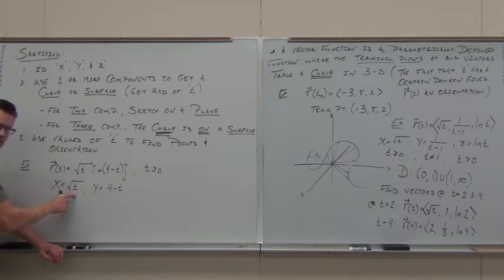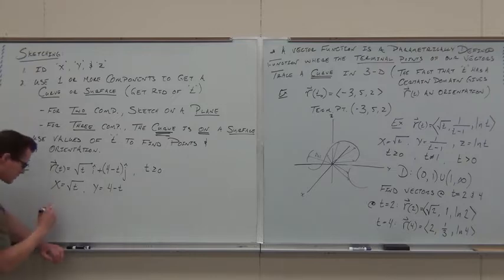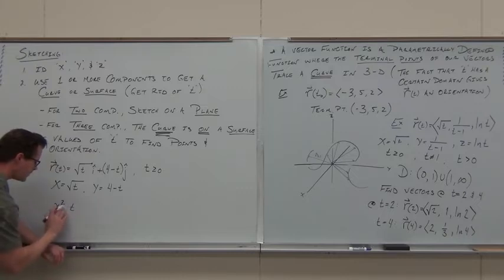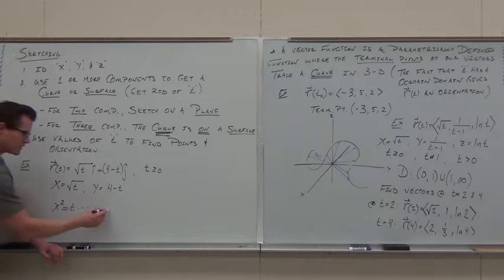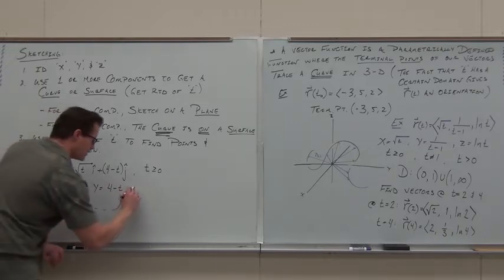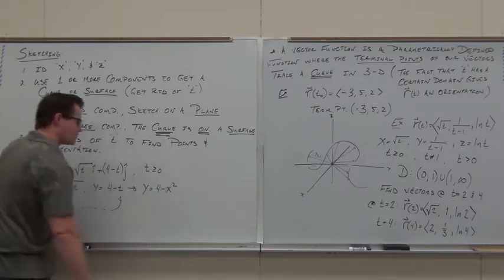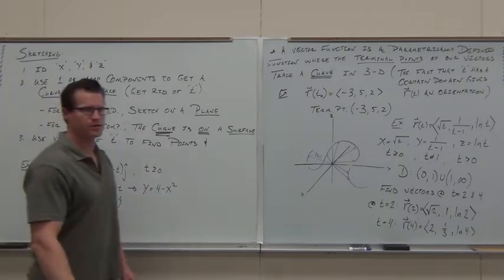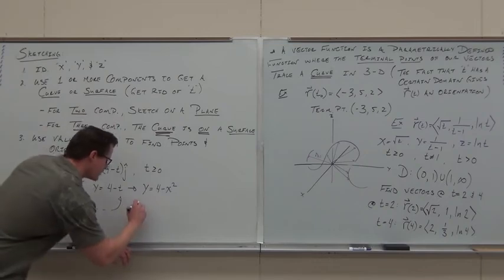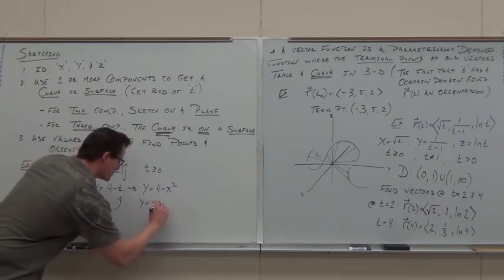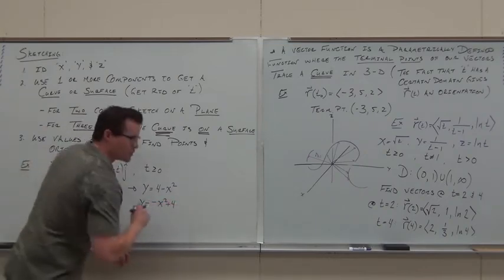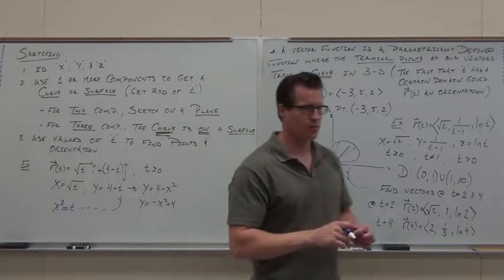Can I get this T so that I can make a substitution? What would I do over here? Square. Yeah, you do stuff like that. So x squared equals t. If x squared equals t, then y equals 4 minus x squared. Or if you like it better this way, negative x squared plus 4.